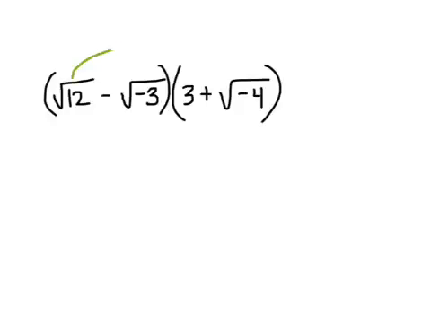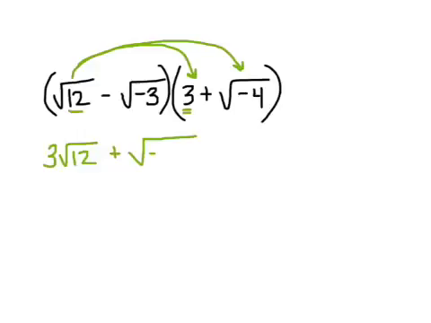So this is still FOIL. When you have an inside piece with an outside piece, the outside multiplies with the outside, and the insides multiply with the insides. So I end up with 3 root 12. Then when I multiply here, the insides multiply together, and I get plus the square root of negative 48. Then again, when I multiply here, that's an outside number.